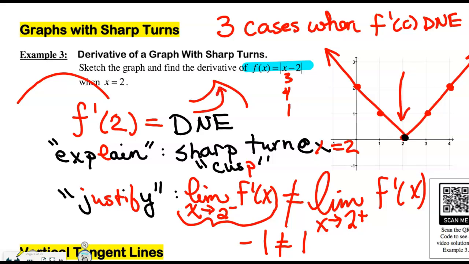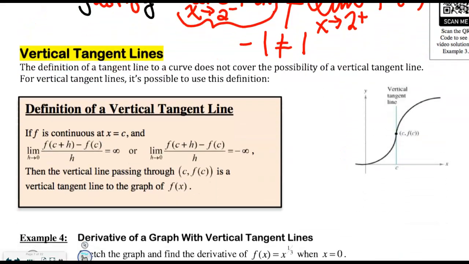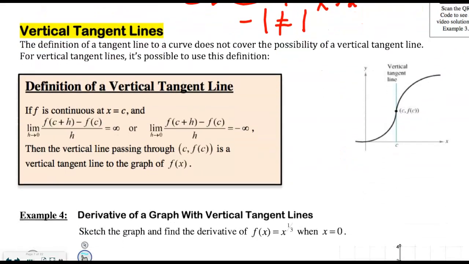The slopes are going up, up, up, up, up, up, up, and then they go down, down, down. They're not approaching the same number. It causes a very sharp turn. All right, so that's the first case where a derivative does not exist, is when there's a sharp turn on the graph. Or you can call it a what? Cusp.